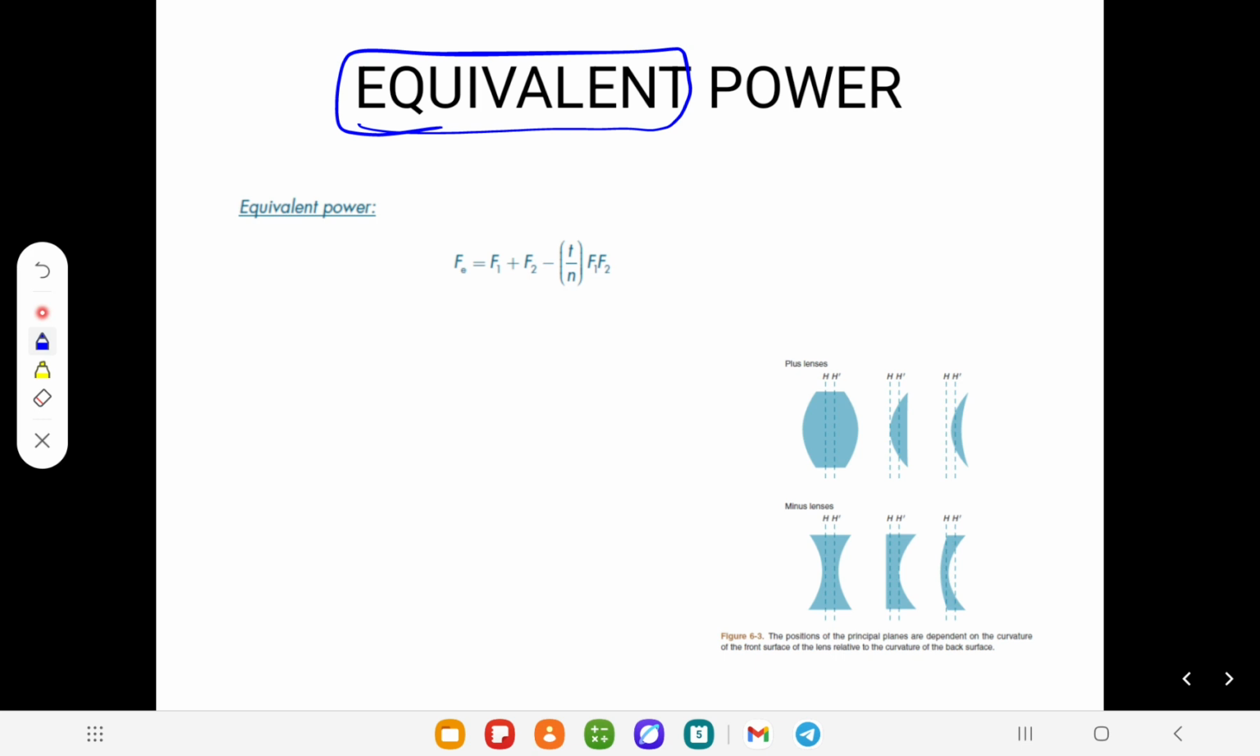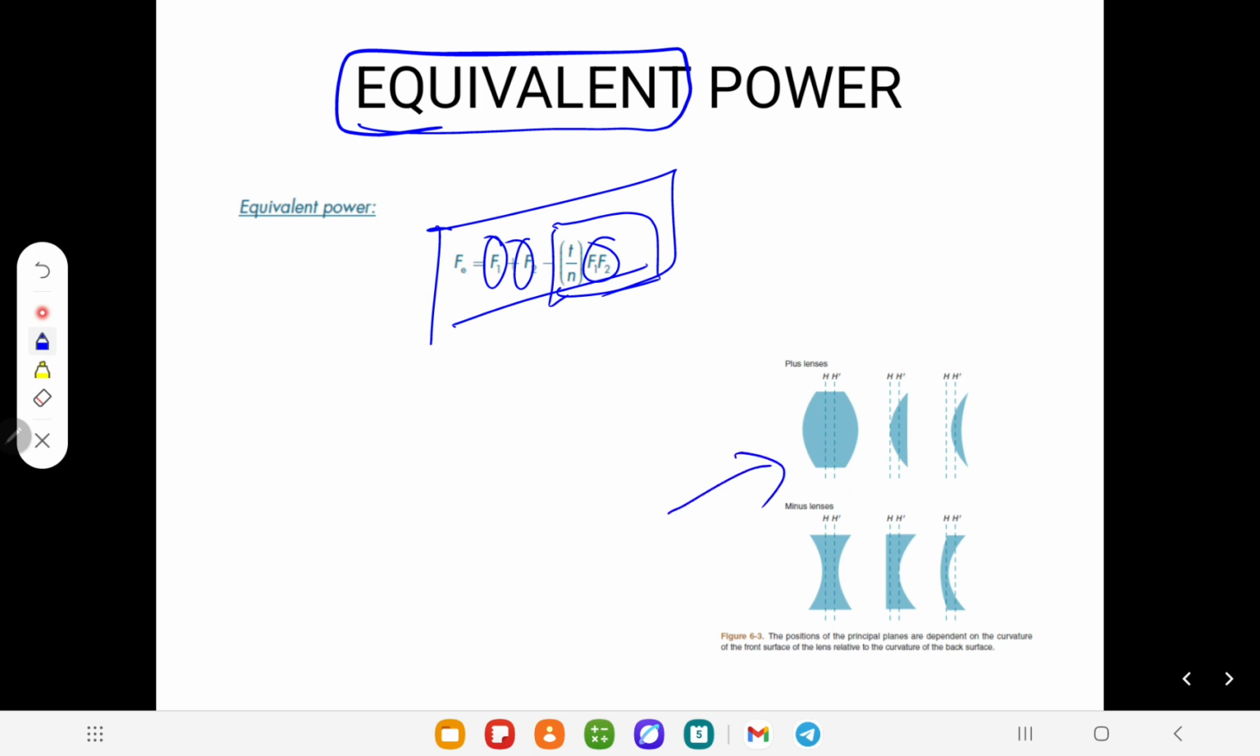You always use equivalent power in case of low vision. It's very important to understand. In low vision, this formula comes again and again. See, F1 plus F2 minus t by n F1 into F2. I have already discussed this, and it is central to understand this third term. And I have put this picture because I want to tell you that the principal plane always moves towards the more curved surface.